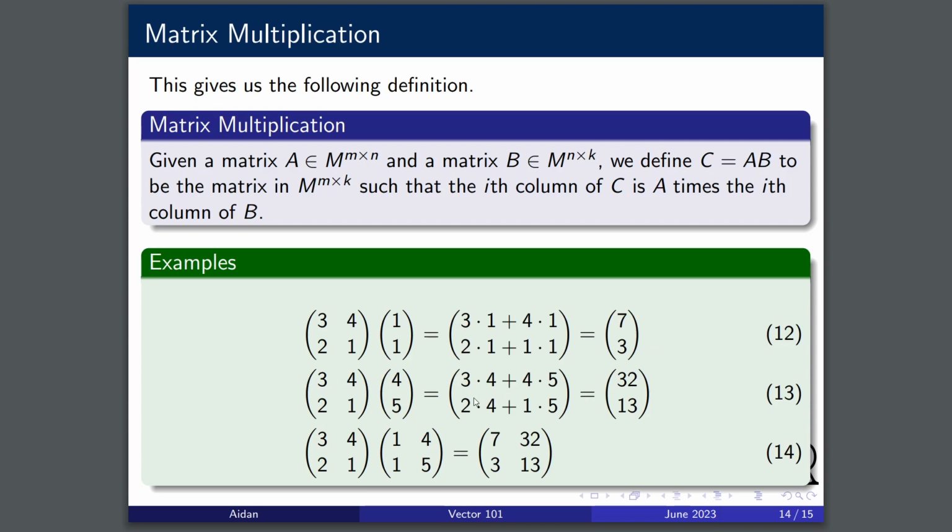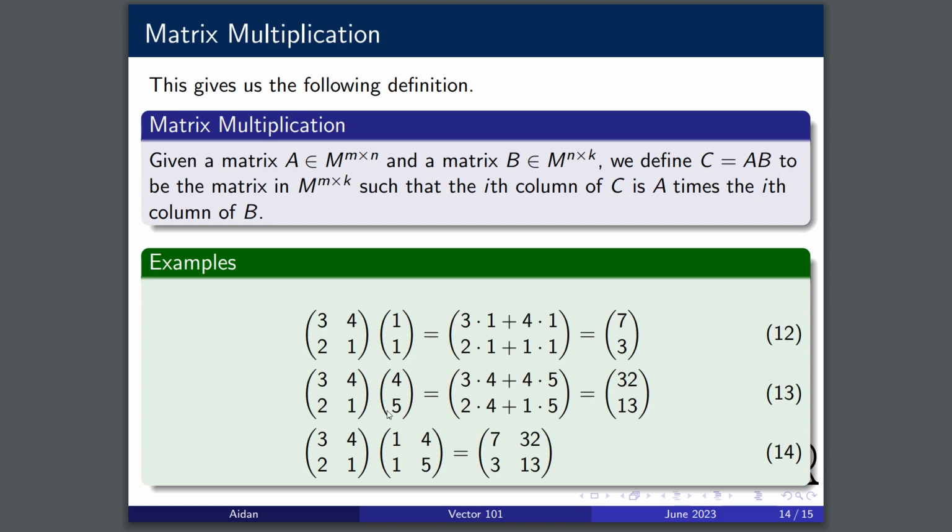And then we do the same thing here. This is a little bit more illustrative. We take the first column of this matrix times the first entry of this column vector, and that gives us this. Then we take the second column of this matrix times the second entry of this vector, and we get this, and then we add them up, and that gives us 32, 13. And so, if we want to multiply these two matrices, the first column of the resulting matrix will be this column here, which is just this product, and the second column of the resulting matrix will be this here, which is just this product. And so that's how we multiply matrices.